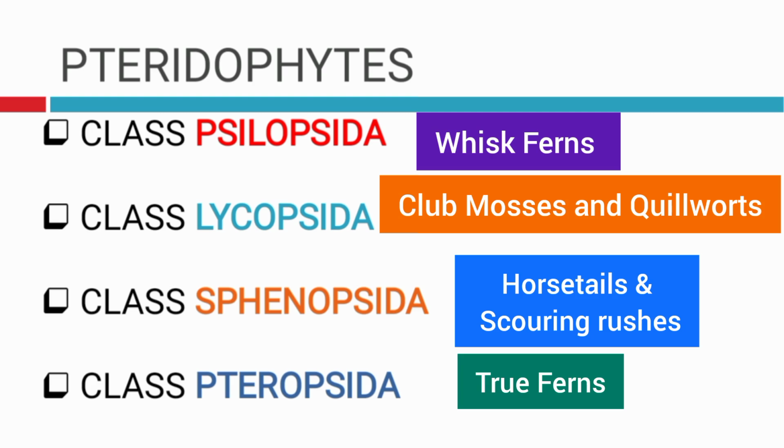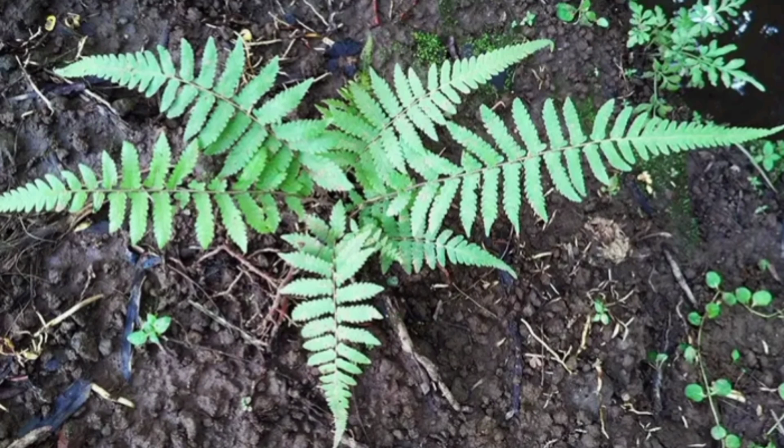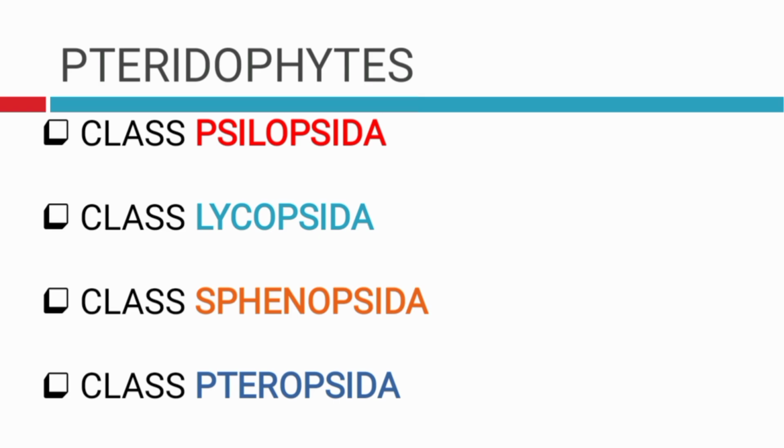So notes of advice: know their common names, the common names of all of these classes. Know at least 1 or 2 organisms in each of these classes.